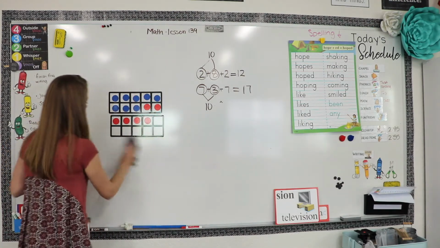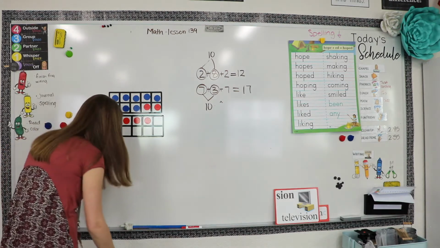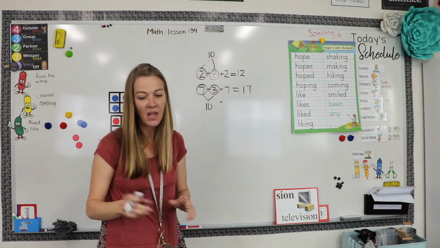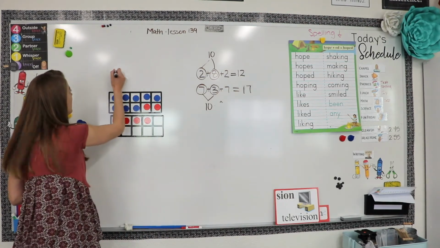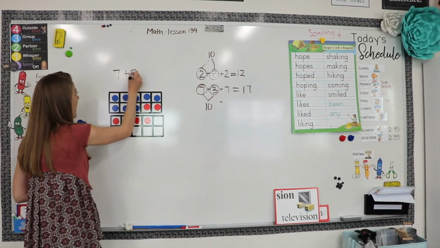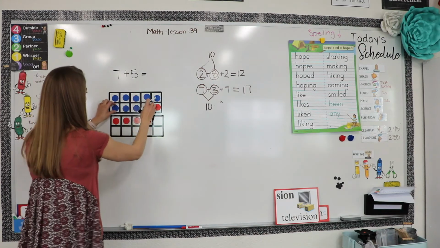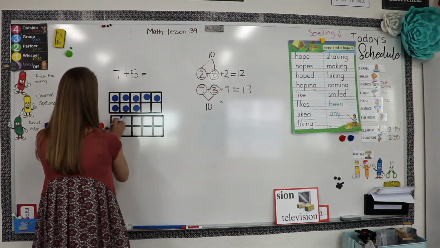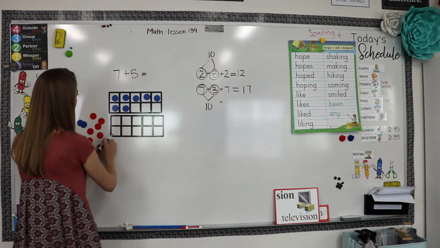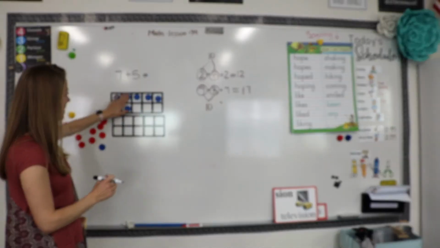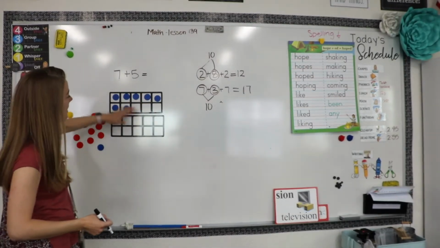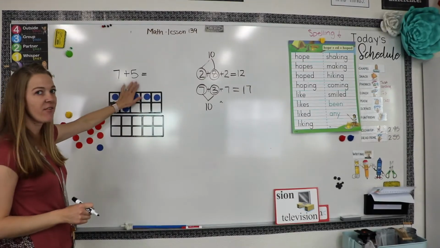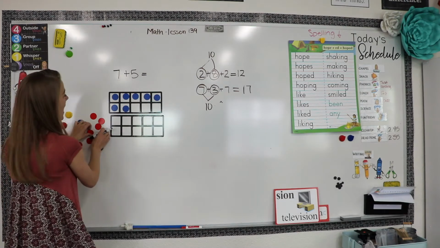Okay, let's do another one. Oh man, I keep throwing pins. Let's do black. Okay, if I have 7 plus 5. All right, let's get 7 in here. 7 will be blue. Do I have 7? I have 5 on the top row, right? Because a 10 frame is 5 on top and 5 on bottom. So there's 5, 6, 7. So I have my 7. And now I need to add 5. Okay? So I'll add red 5s.